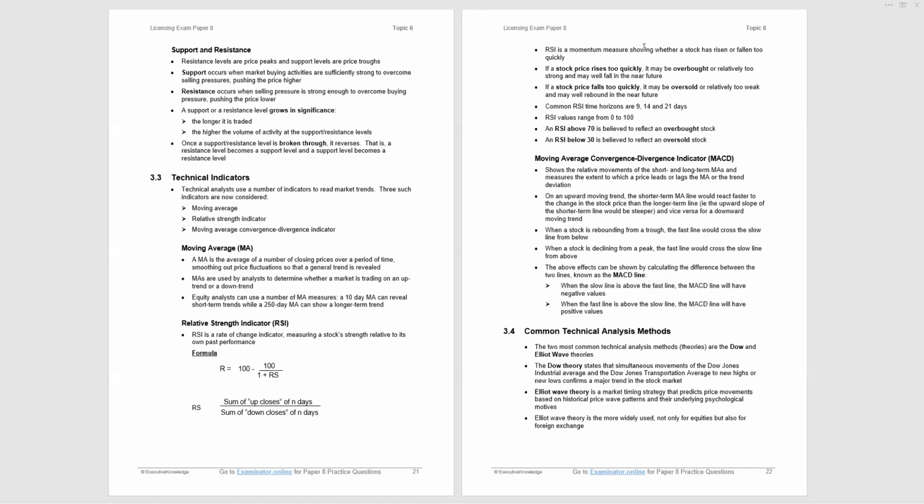So if you're looking over a period of time, then it really is a strong support or resistance level, and the higher the volume of activity. We're then told that once a support or resistance level is broken through, it reverses. That is, the resistance level will become a support if you are going on the way up, and the support level becomes resistance if you're on the way down.